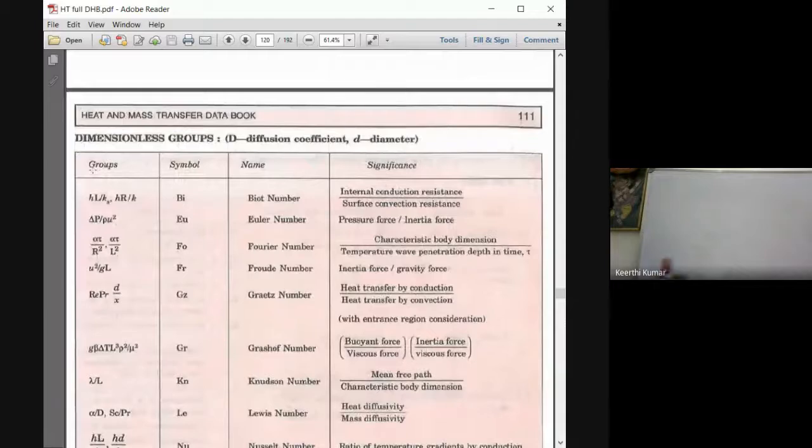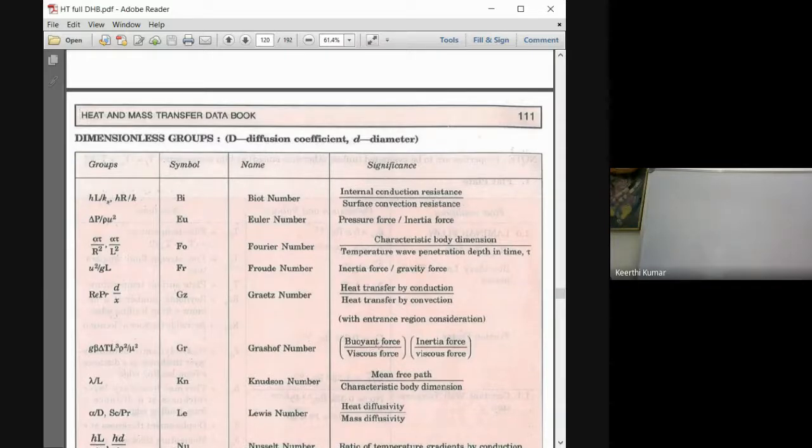So what he is going to ask is just a significance. The significance is also written in the next column. See here. First is groups, symbol, name, and significance. Everything is given. Just represent this in the form of a sentence. What is the significance? For example, what is the significance of Grashof number? The first point is the Grashof number is denoted by Gr and it is a non-dimensional number. Anything, you take any non-dimensional number, this should be the first point. The so-and-so number is denoted by so-and-so and it is not having any units.